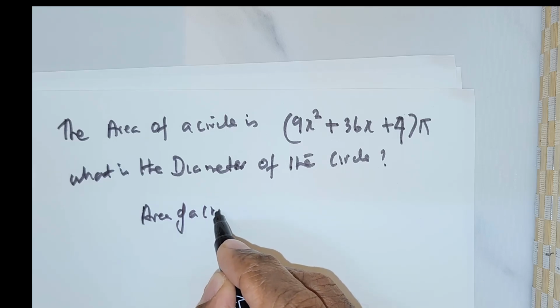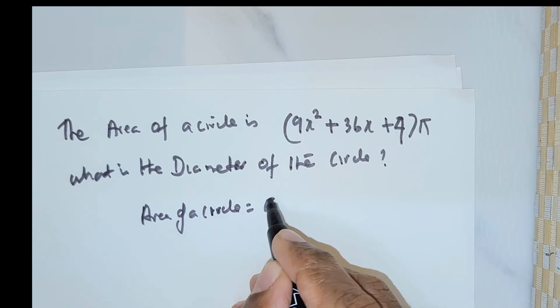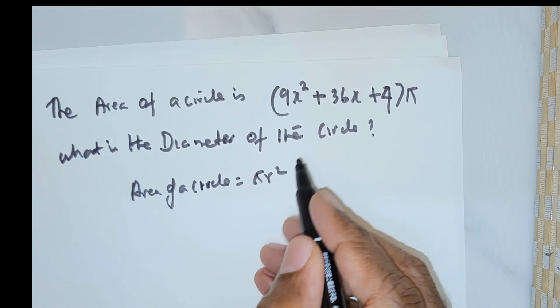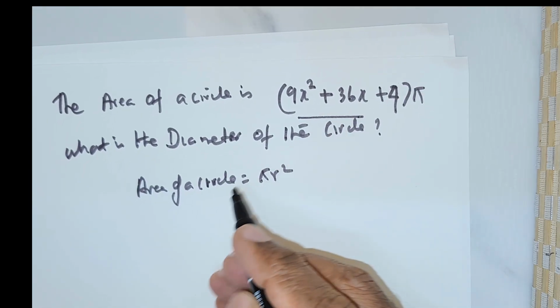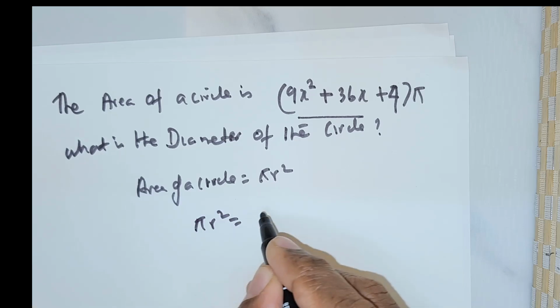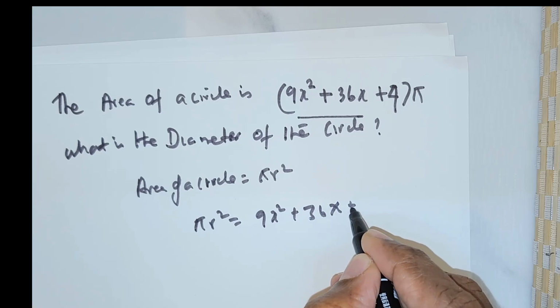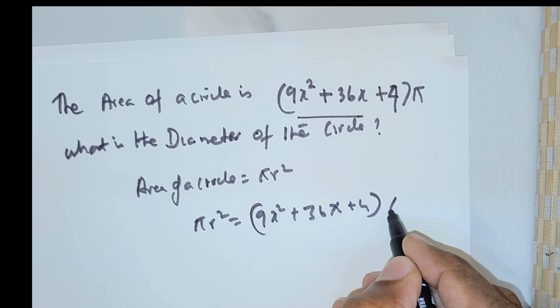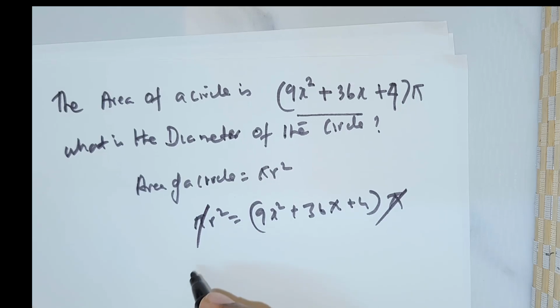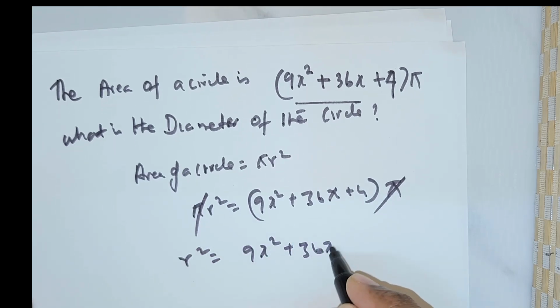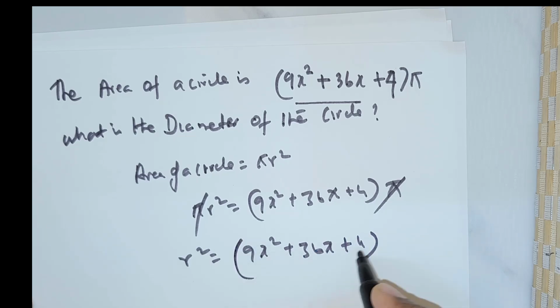Area of a circle is given by πr². Now from this information, πr² is equal to (9x² + 36x + 4)π. Now π can be cancelled, giving me r² is equal to 9x² + 36x + 4.